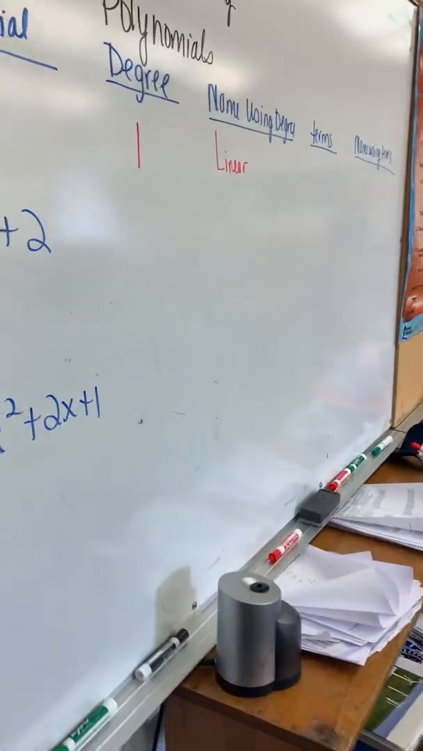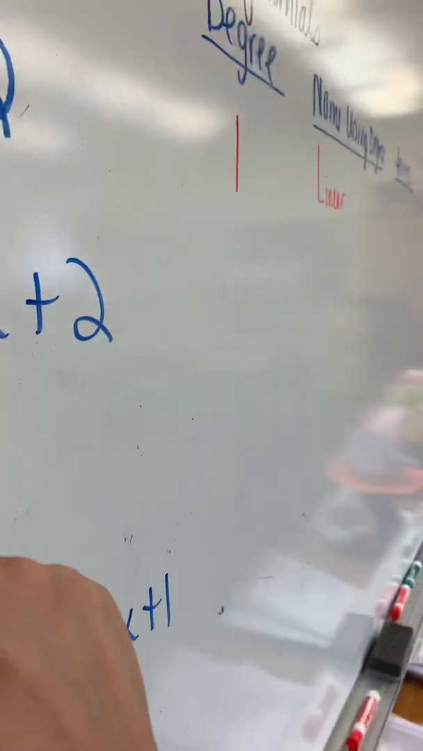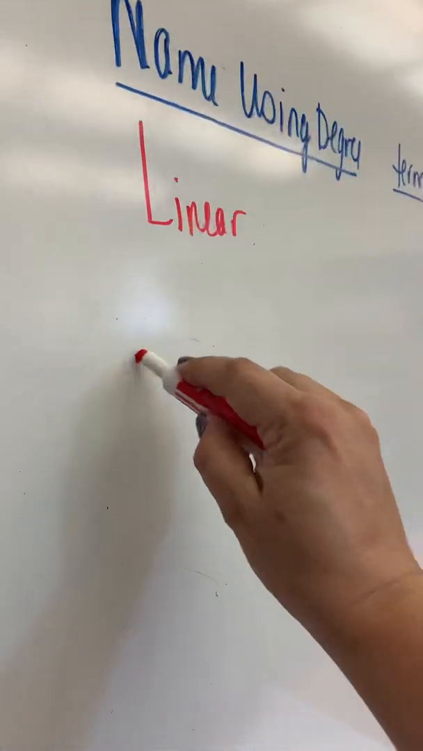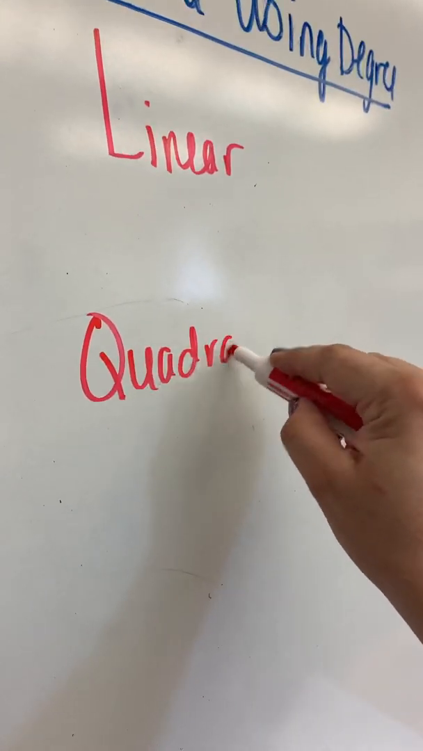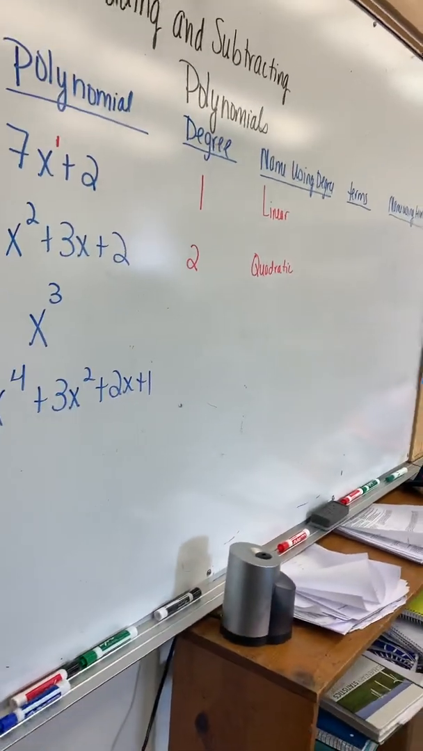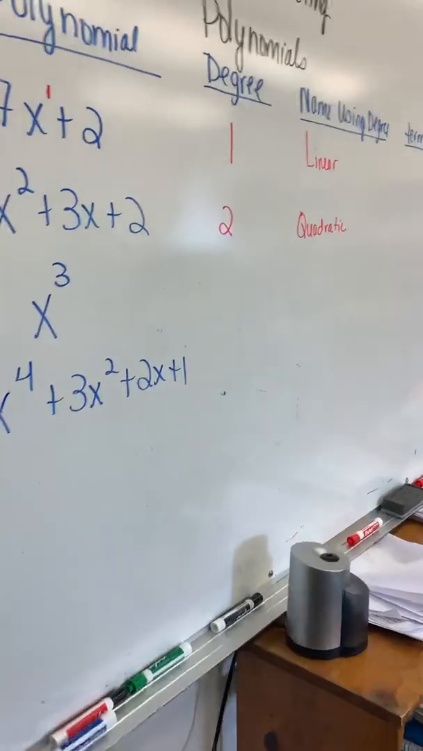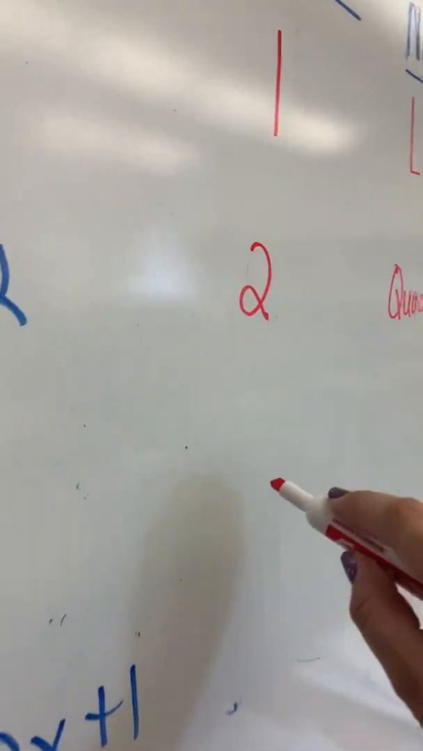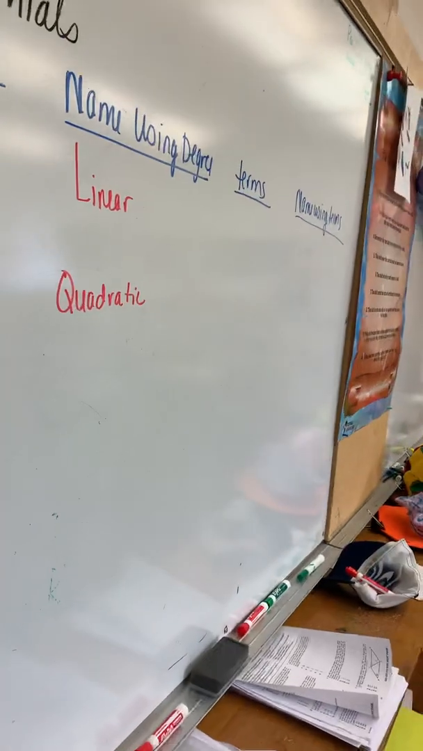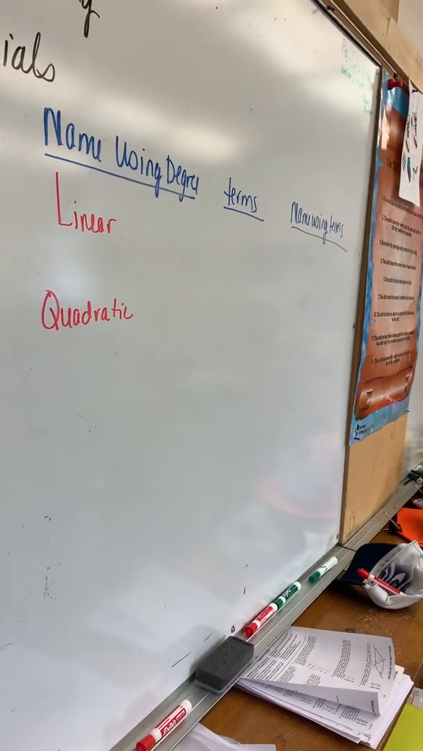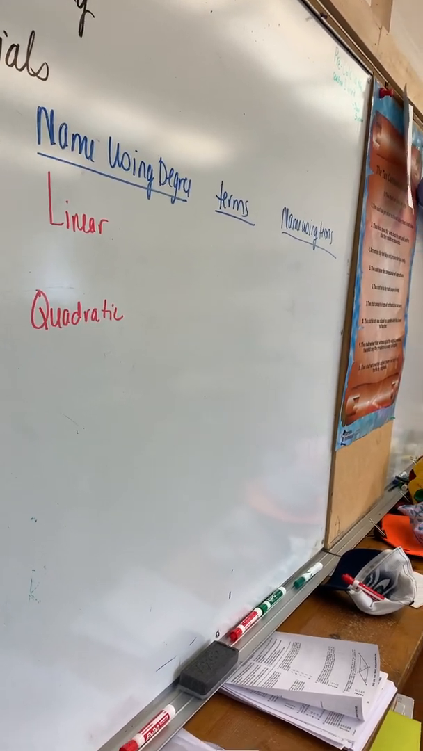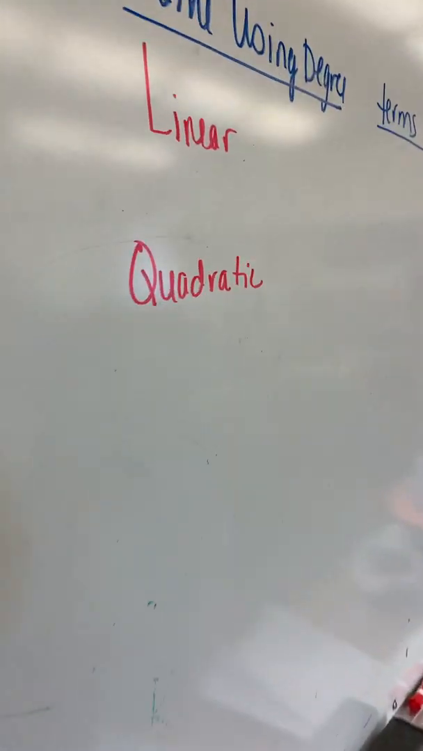This one here, what's my degree? What's my highest power? 2. Something to the second power is called a quadratic. That's the one you guys are going to be very familiar with this chapter, the quadratics. To what power is this one? 3. What do you think that one's going to be called? Something raised to the third power is cubic.